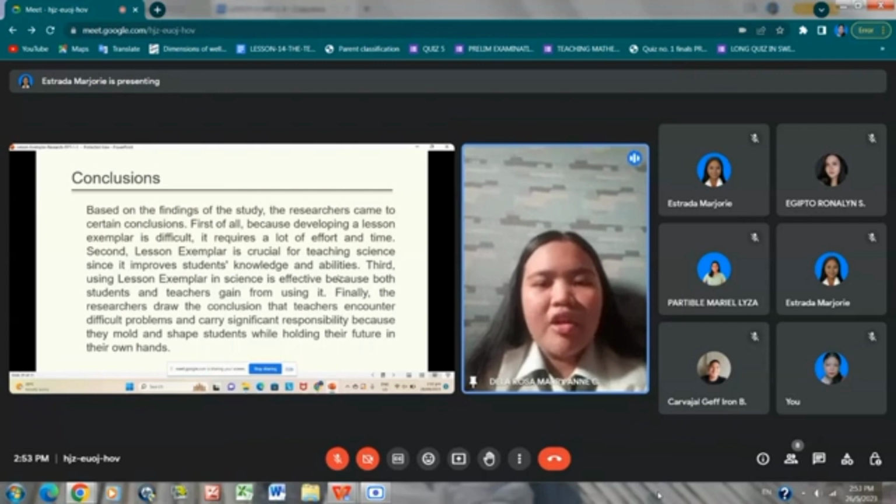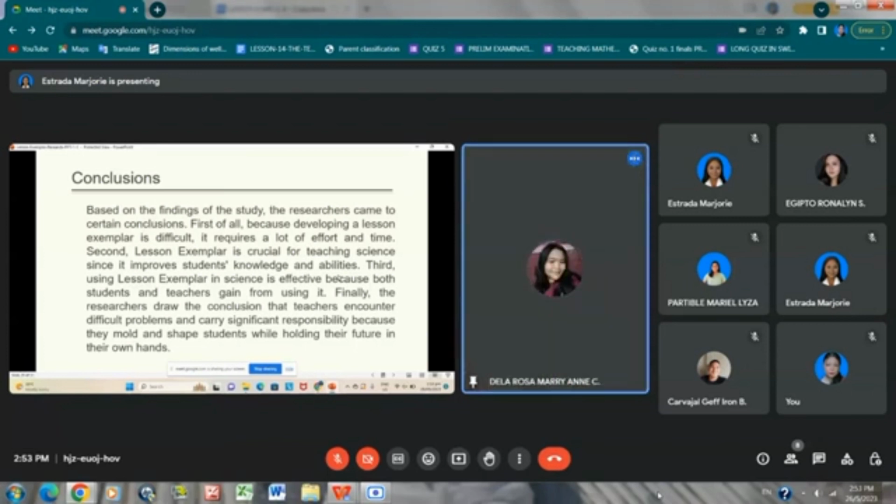Finally, the researchers draw the conclusion that teachers encounter difficult problems and carry significant responsibility because they mold and shape students while holding their future in their own hands.